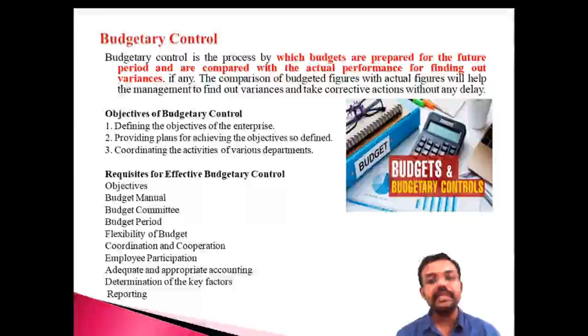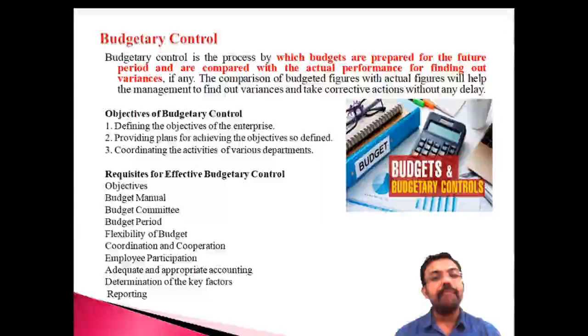There is a budget period. The period is very essential: one year, two years, three years. The budget period is an essential requisite for effective budgetary control. Another one is flexibility. It is a very important element. It must ensure flexibility that may change according to the situation, and must ensure the coordination and cooperation of the workers within your organization. Effective budgetary control must ensure coordination and cooperation.